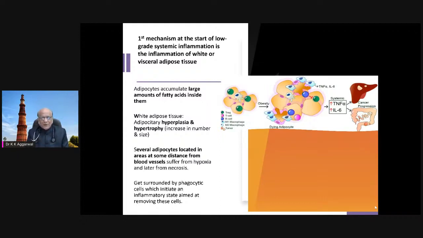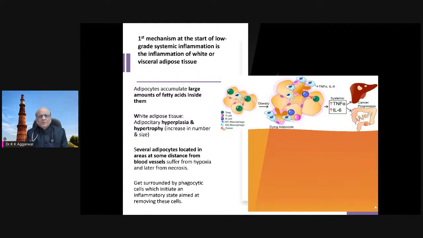There are hyperplasia and hypertrophy. The cell number increases and they become hypertrophic. And they start showing hypoxia and necrosis. The cells will start dying because they don't get blood supply. And a dying adipocyte, a cell which is dying, will initiate macrophages. And these macrophages will produce TNF alpha.